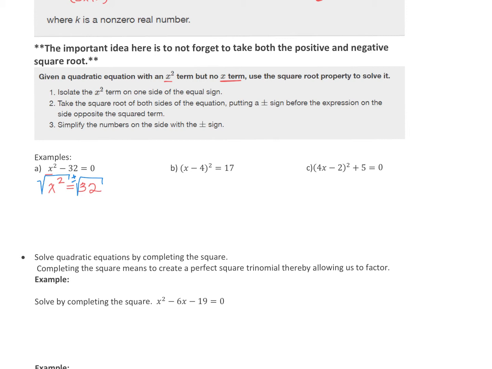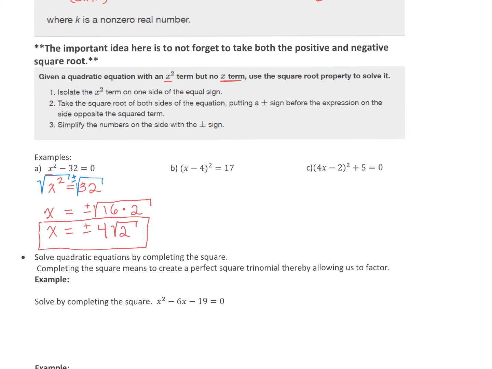So the square root of x squared is just x. On the right-hand side, we get the square root of 32, which is not a perfect square, but it does have a perfect square factor of 16. And then we simplify, keeping that plus or minus. The square root of 16 is 4, and square root of 2 can't be simplified, so we get plus or minus 4 square root of 2. So we actually get 2 answers. It is a quadratic, and we get 2 answers there.